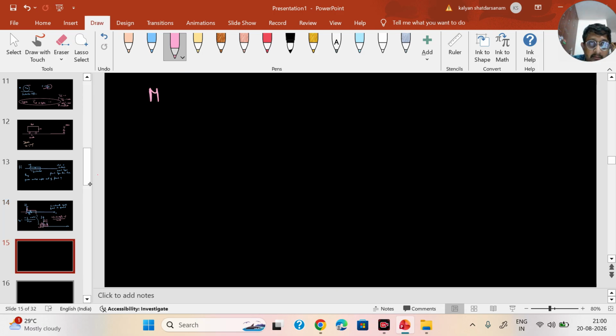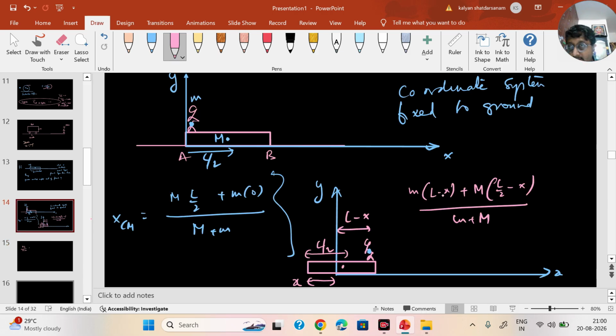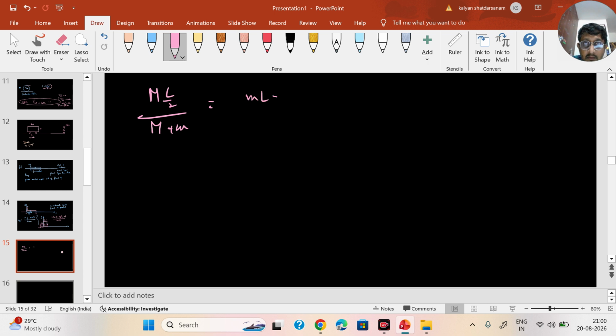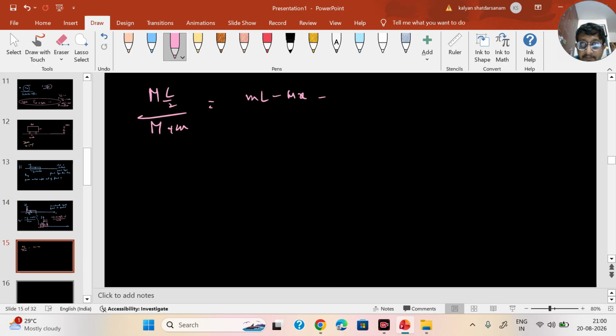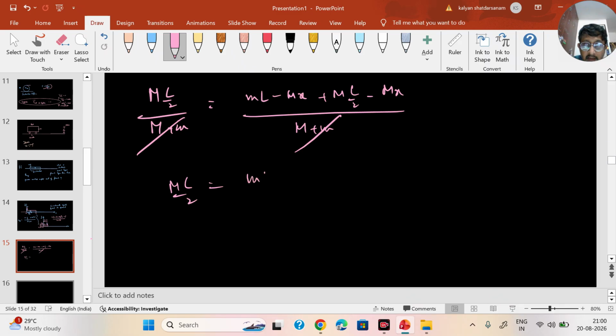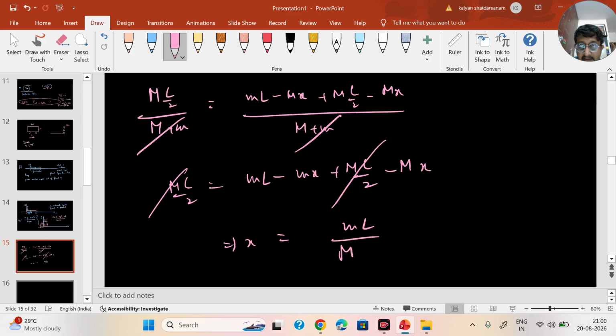So m into L by 2 by m plus m is equal to, what is this, ml minus mx plus ml by 2 minus mx by m plus m. You can cancel this, and after that you get ml by 2 is ml minus mx plus ml by 2 minus mx. This also cancels. So from here x will be ml by m plus m.